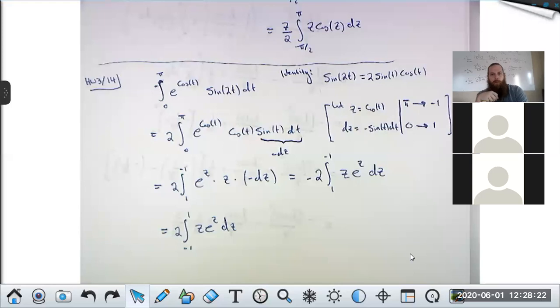You could have left the bounds as they were, yeah. You could have left this negative out front in front of the 2 and left the bounds as 1 to -1 in that order. There's nothing wrong with that. I just think it looks prettier like this.